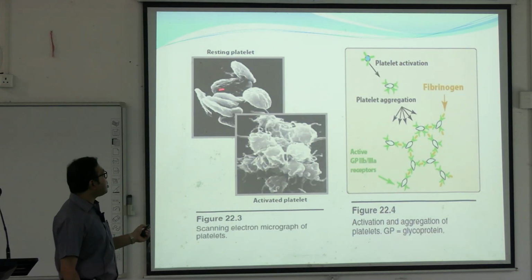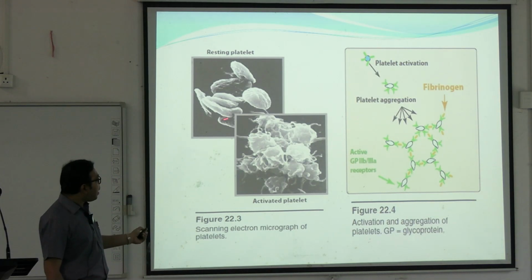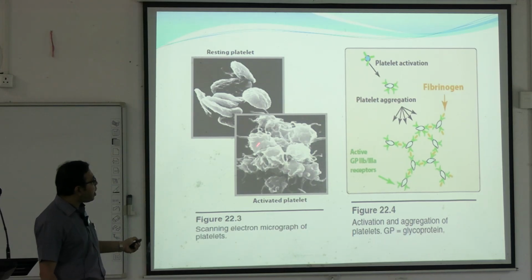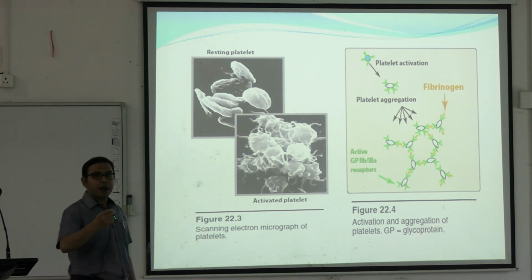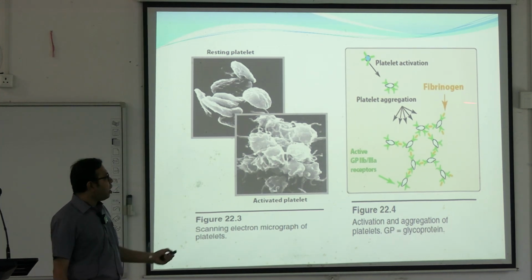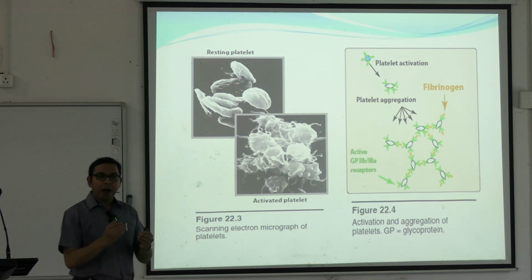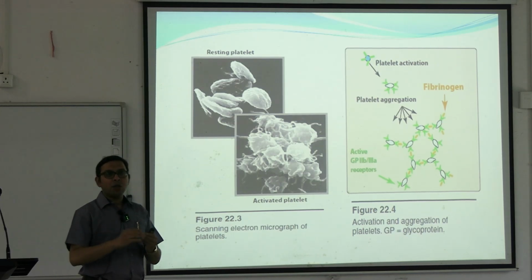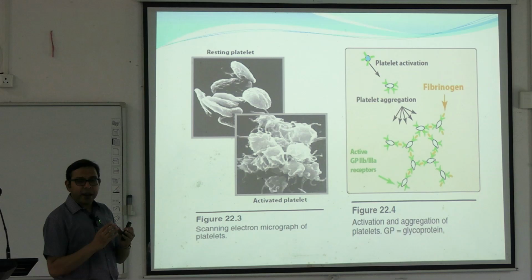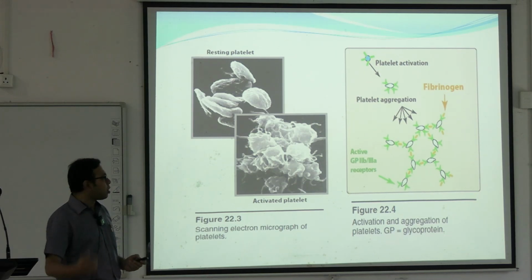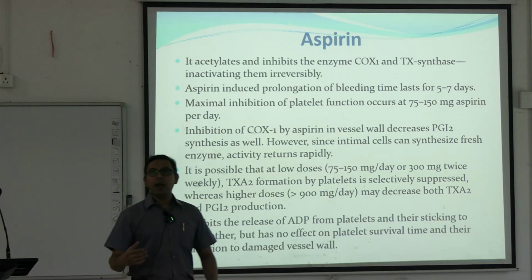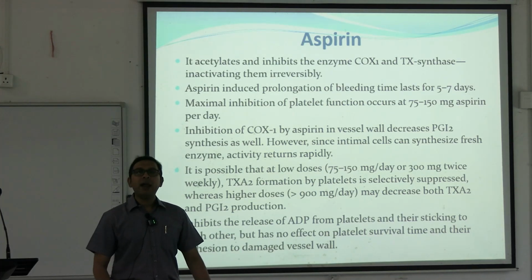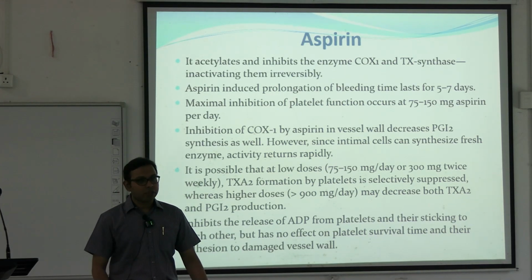So you can see this is the resting platelet. When the platelets are activated, there will be more platelet adhesion and aggregation. This is the platelet activation. When activated, the platelet receptors are upregulated. Fibrinogen comes and binds one platelet to another, so ultimately there will be platelet aggregation and platelet plaque formation. Aspirin, which we have already read about in the NSAID class, is basically an irreversible inhibitor of cyclooxygenase.